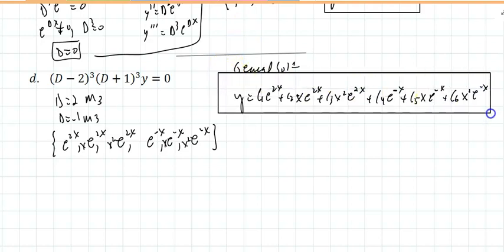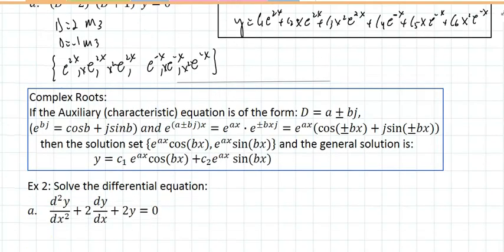And that's my general solution. So it could go up to any power. Okay, complex roots. That is, if I'm solving a quadratic specifically, the auxiliary or characteristic equation has d equal a plus or minus bj. Most books have a plus or minus bi, where i is the square root of negative 1.